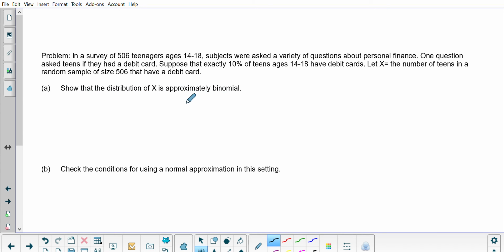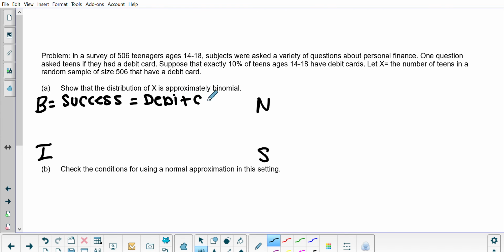So I want you guys to take a second. I want you to write out your BINS, and I want you to answer the question: is this approximately binomial? Is this a binomial distribution? So let's go over it. My success is debit cards, so if they have a debit card or not, and my failure is no debit card. So it does that one. Okay.